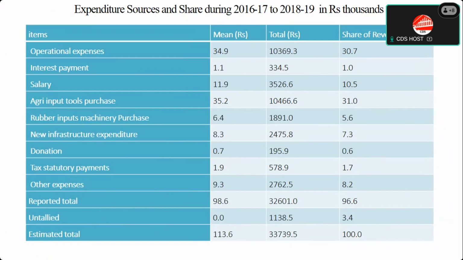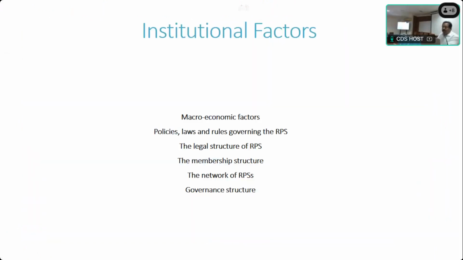Now, the picture that we are getting is, as I told you, RPS numbers are shrinking in terms of activity, and there is a very skewed type of activity that is done by the RPSs. Also in terms of revenue, that's focused on one or two particular activities. In terms of revenue, it is sales in rubber. In terms of expenditure, it is actually buying inputs. Now let's look at the institutional factors as to what has led the RPSs into working in this particular way.